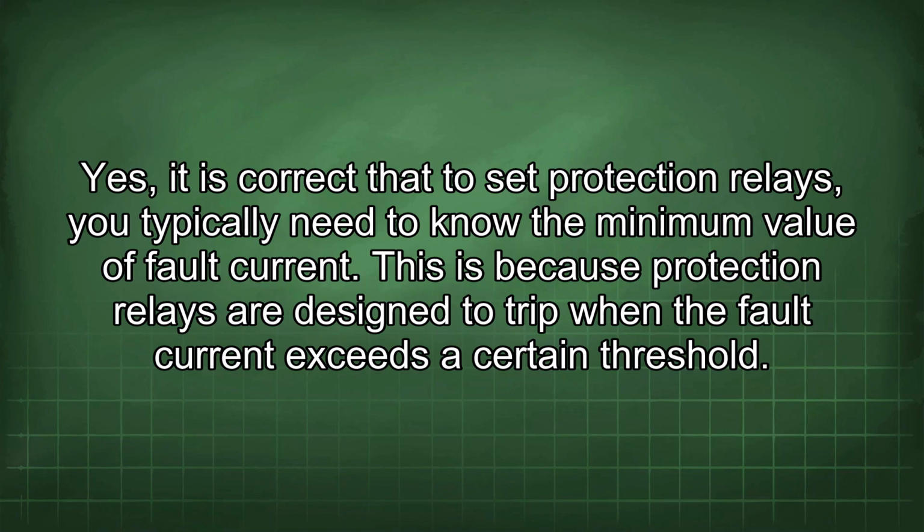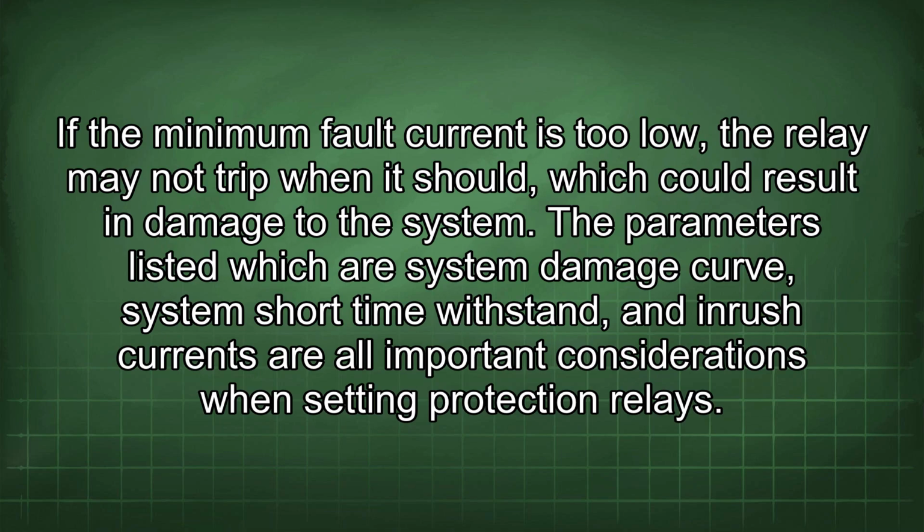Yes, it is correct that to set protection relays, you typically need to know the minimum value of fault current. This is because protection relays are designed to trip when the fault current exceeds a certain threshold. If the minimum fault current is too low, the relay may not trip when it should, which could result in damage to the system. The parameters listed, which are system damage curve, system short time withstand, and inrush currents, are all important considerations when setting protection relays.